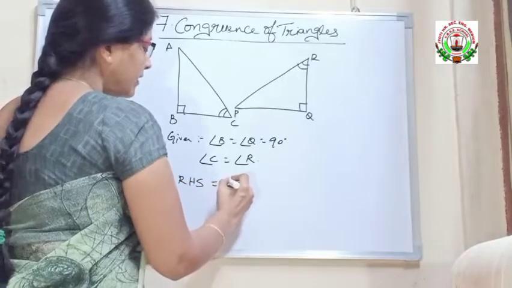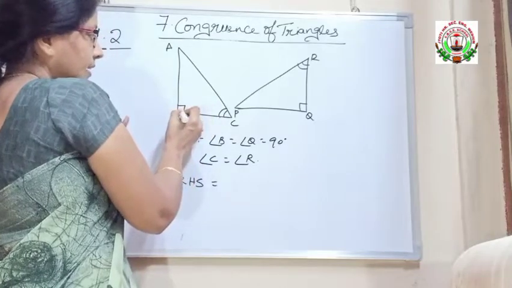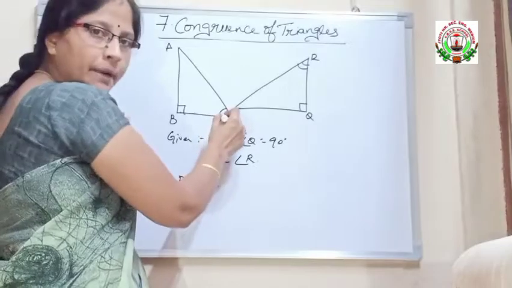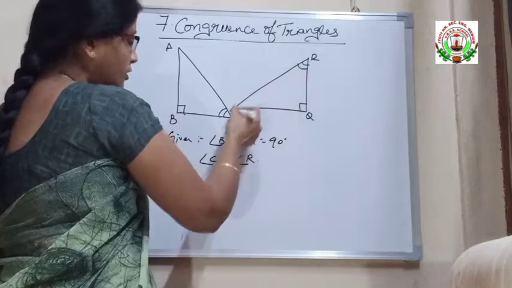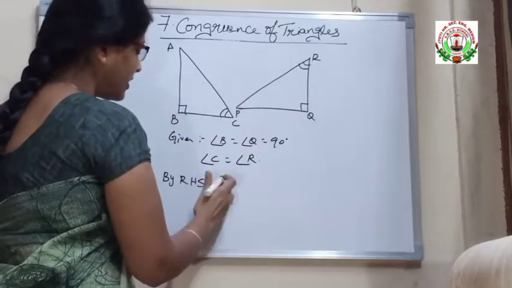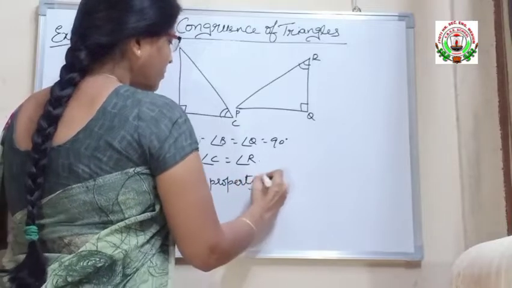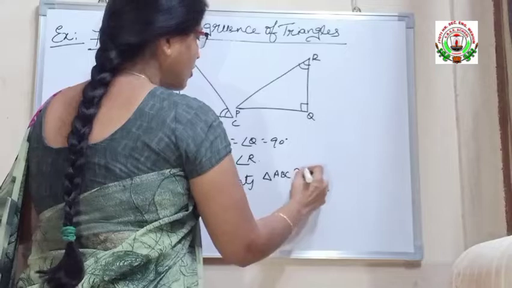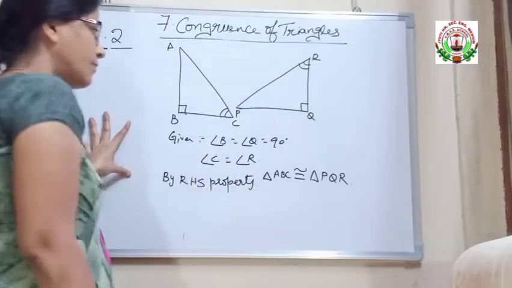RHS property, that is, right angle is there. This thing, one common angle is there. Next, so the hypotenuse will also be equal. So by RHS property, triangle ABC is congruent to triangle PQR.